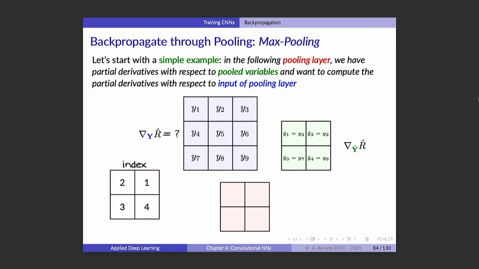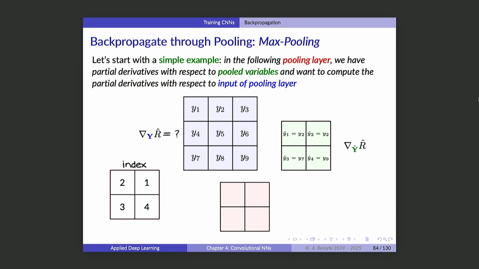Okay, so if you got the idea, now look at this guy. What are those derivatives? I mean, you have 4 of them. What is the derivative of y hat 1 with respect to y1? Is y hat 1 a function of y1? Y hat 1 here is y2. So what is the derivative of y hat 1 with respect to y1?